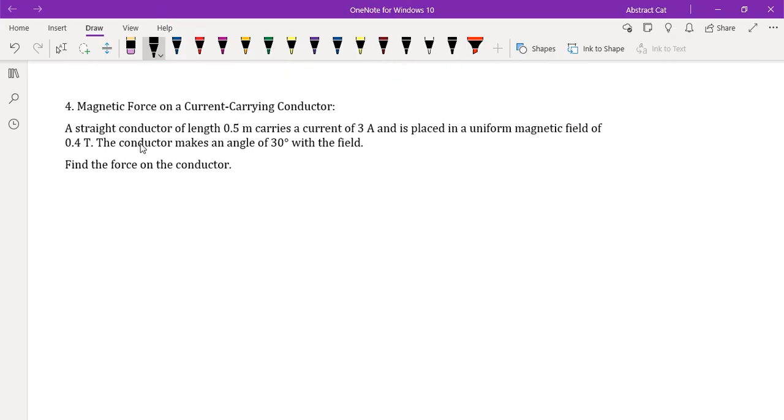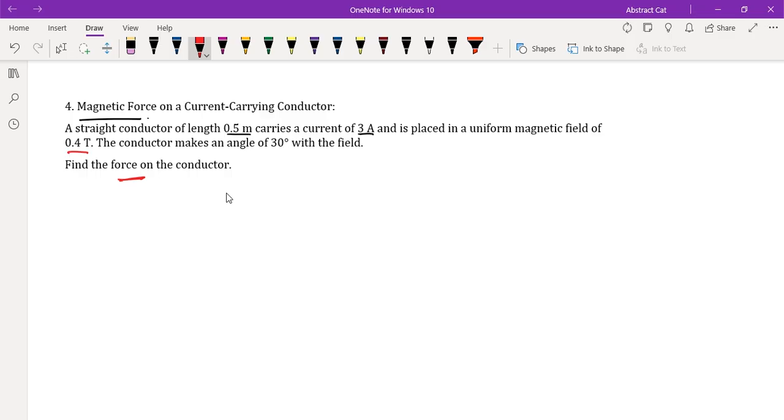The magnetic force on a current carrying conductor. A straight conductor of length 0.5 meter carries a current of 3 ampere and is placed in a uniform magnetic field of 0.4 Tesla. The conductor makes an angle of 30 degrees with the field. Find the force on the conductor. Okay, so first, magnetic force on a current carrying conductor: straight conductor 0.5 meter carries a current 3 ampere, placed in a uniform magnetic field 0.4 Tesla. Find the force on the conductor.